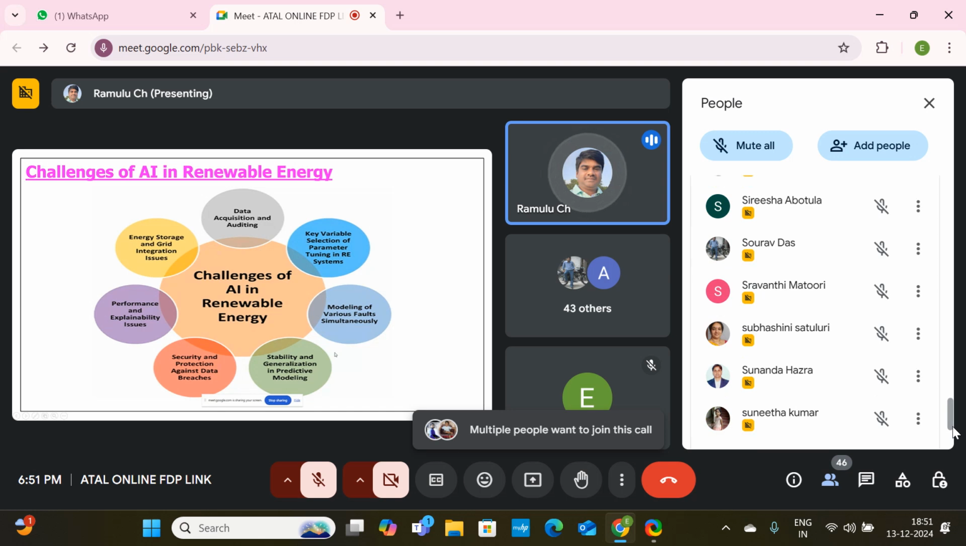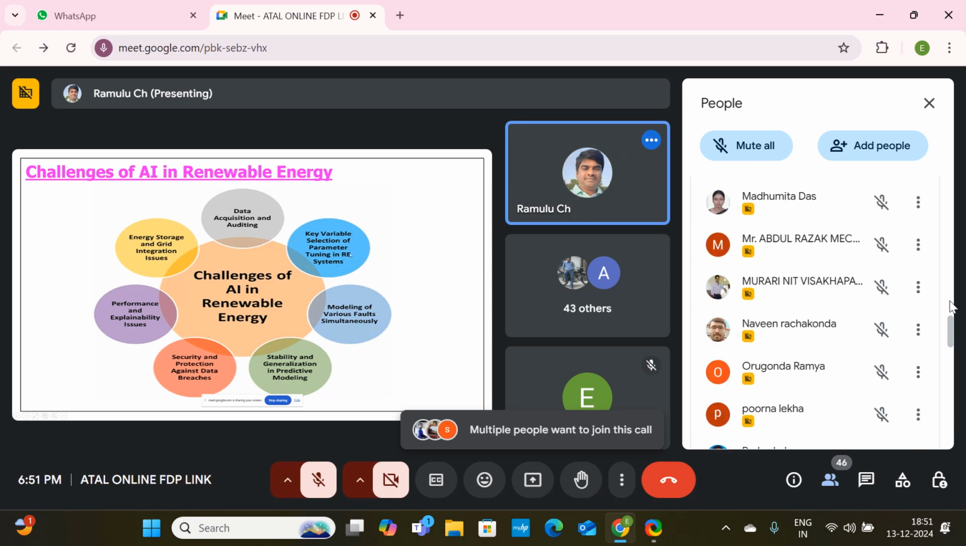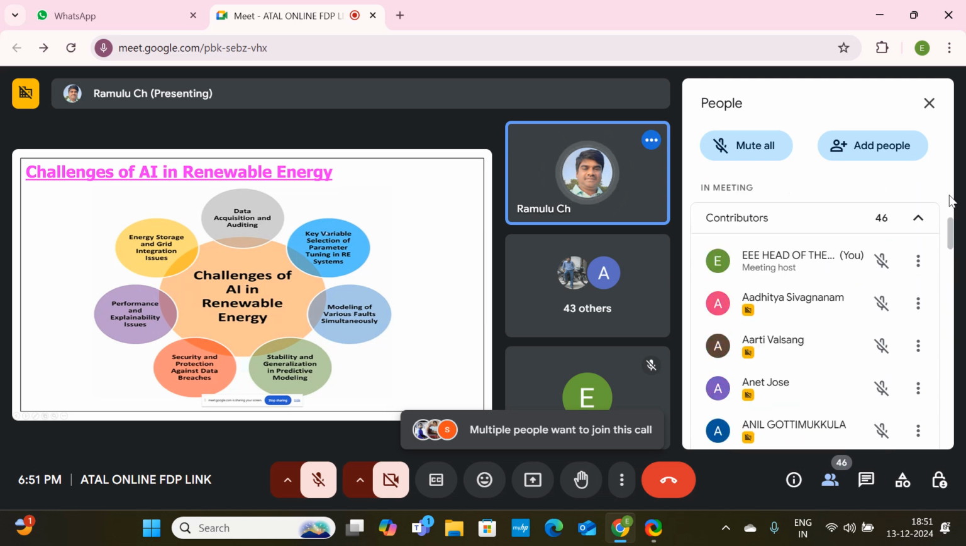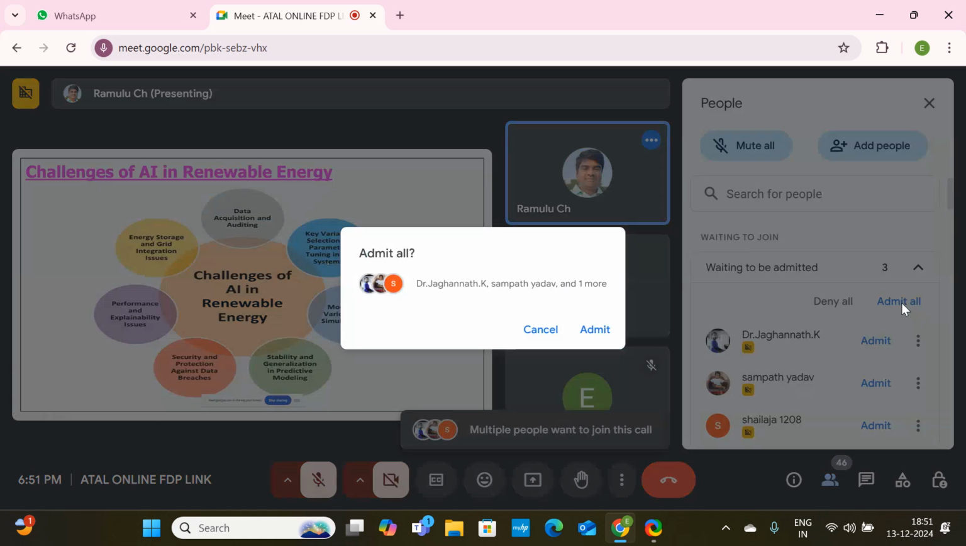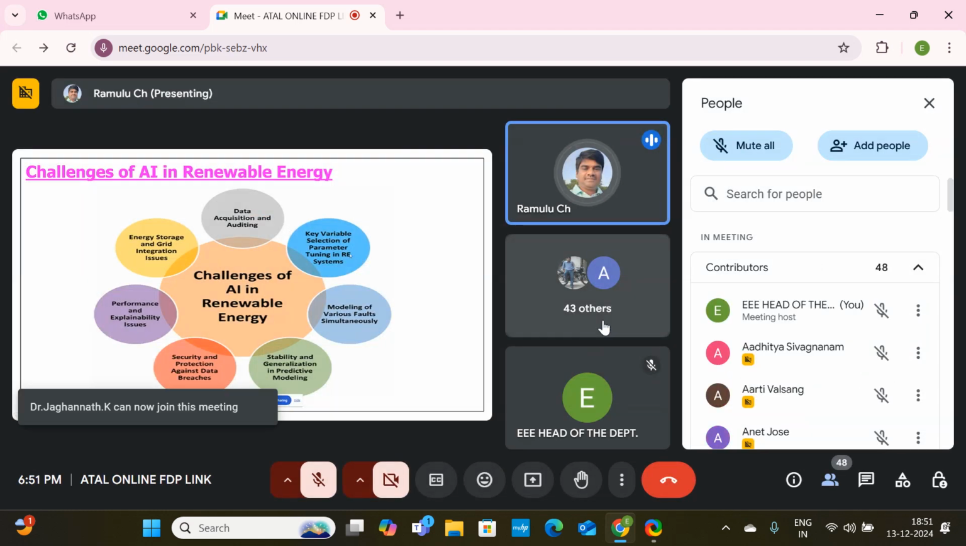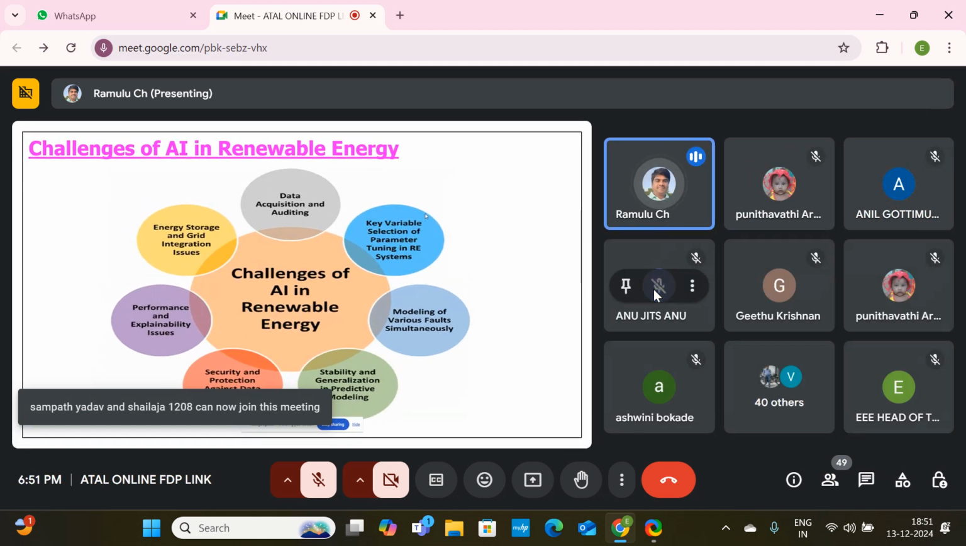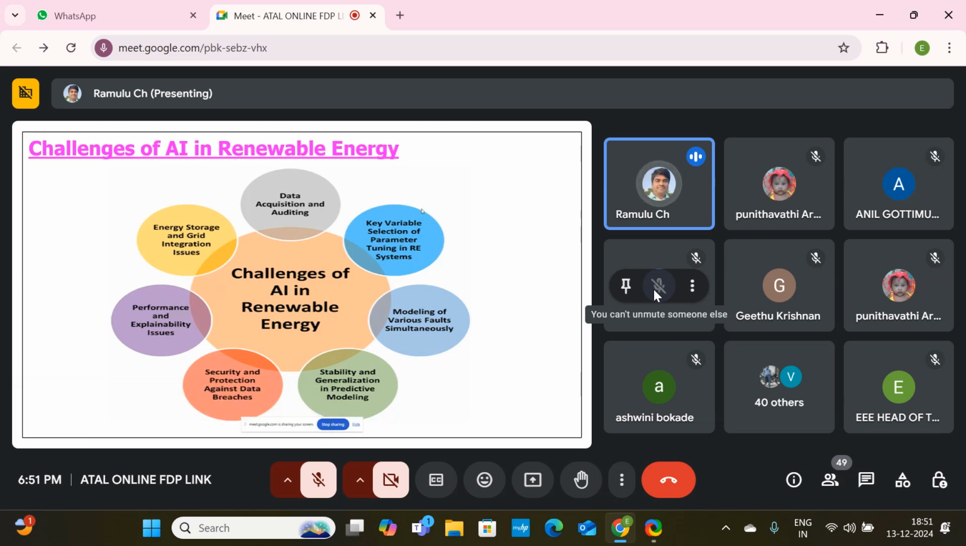Now, one by one. Key variable selection and parameter tuning in renewable energy systems. This is one variable parameter, the key variable selection of the parameters. If you take a solar photovoltaic system, the inputs or variables are insolation, that is sunlight, and temperature. Insolation affects the current more, and temperature affects the voltage more. So you should know such basic ideas.